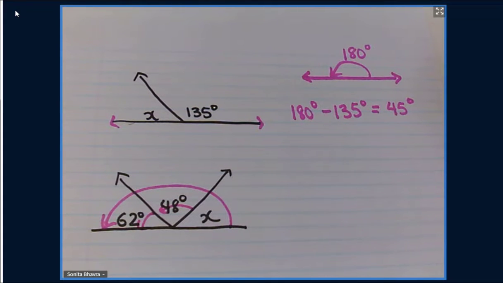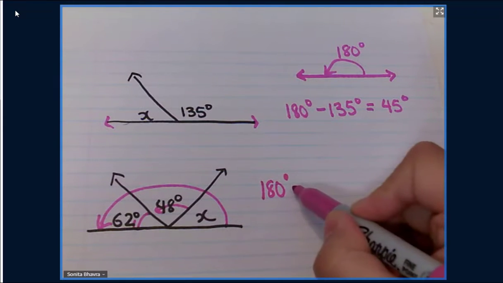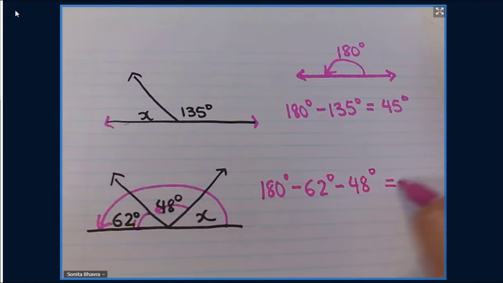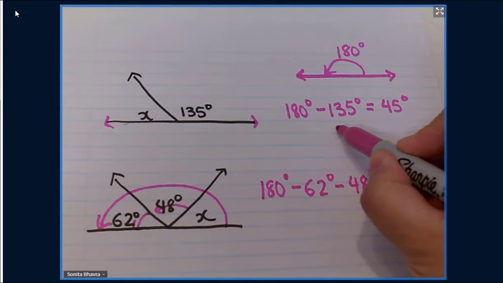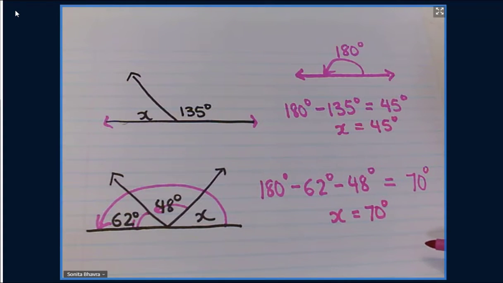So similarly to the previous example, we can take our 180 degrees because we know a straight line is 180 degrees, and we can subtract from it the 62 degrees, subtract from it the 48 degrees, and we can get the leftover section, X. All right, so 180 minus 62 minus 48, that would give me 70 degrees. And again, it is important that you do state here what X is equal to. So here, first example, our X was equal to 45 degrees. Our second example, X is equal to 70 degrees.